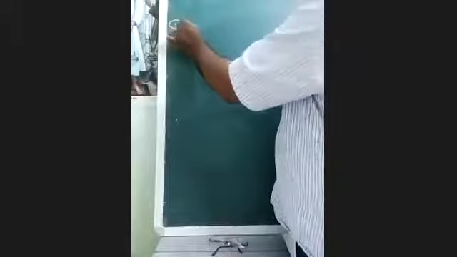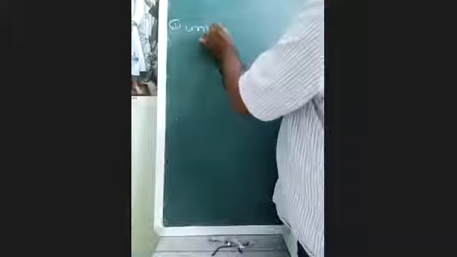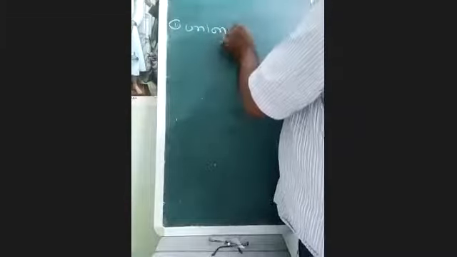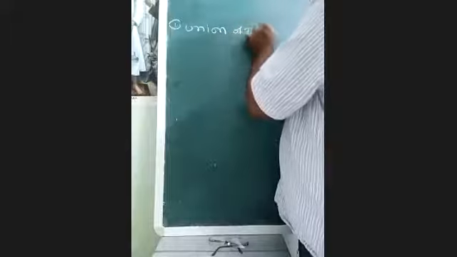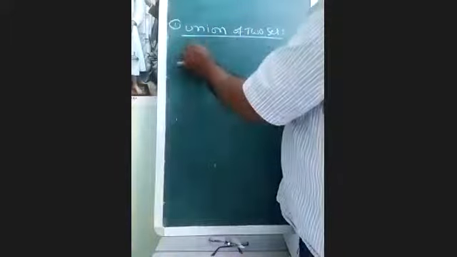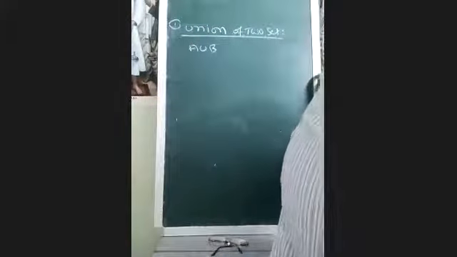Next, set properties. First one, union. Union of two sets. It is denoted by A union B.